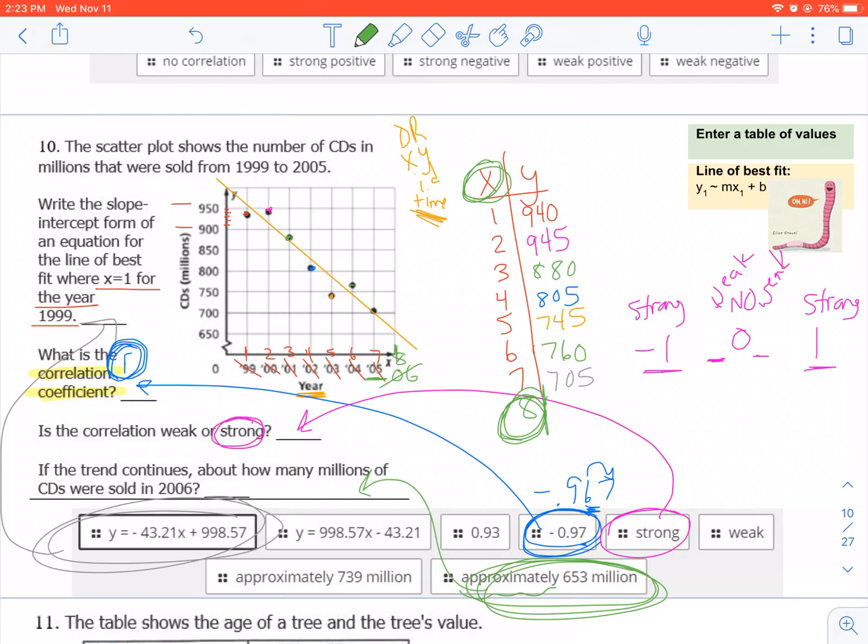You are going to do that same thing for number 11. Number 11 starts you with a table, so you don't have to do that first step of converting to a table. But you're going to answer the same kinds of questions. Remembering that your R value is your correlation coefficient, and strong values are closer to either a positive 1 or a negative 1.